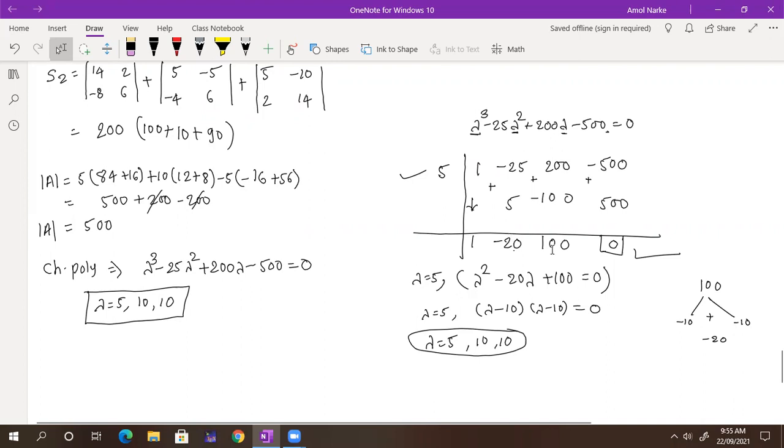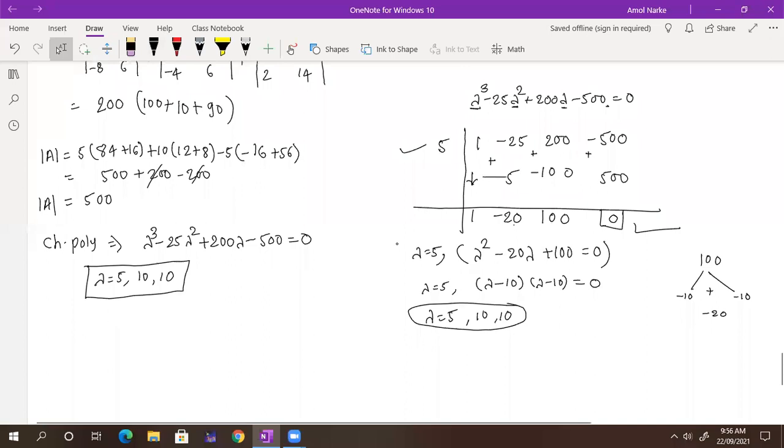Sir, the 5, minus 100 and 500 came from dividing it by 5, sir. No, which 5 are you talking about? How did that 5 come? Here you are talking about, or here you are talking about? Here, no? See, for here, what we are doing, just give me a minute. Okay, I will erase that.